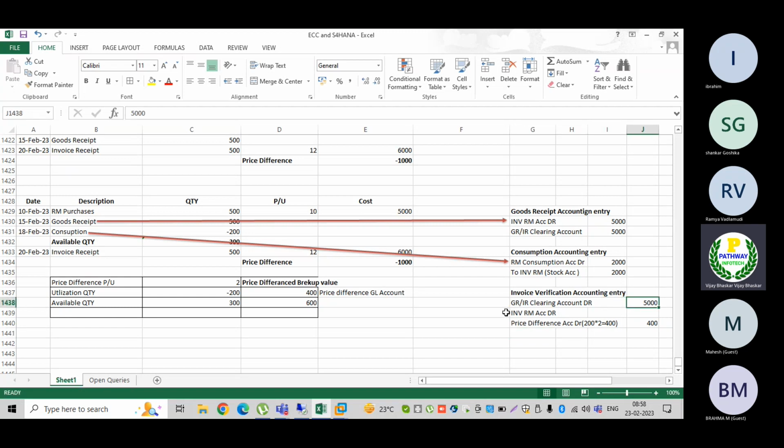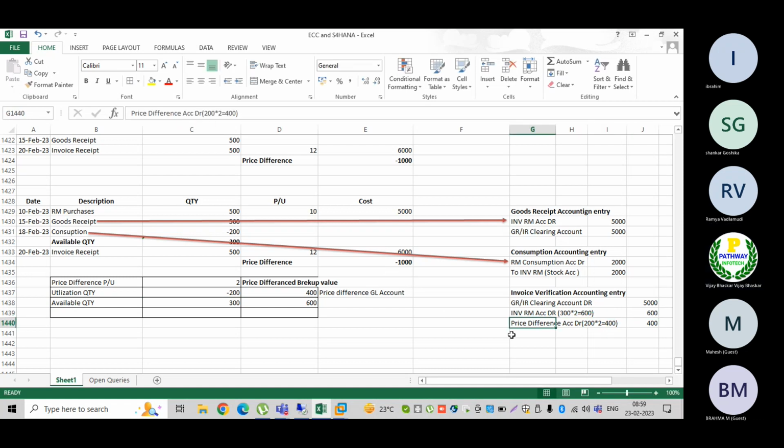Now I still have 300 kg of stock with me. I have not yet consumed this quantity. Once the utilization happens, I will transfer this amount to the price difference account. But until utilization, I would like to show this difference amount in the inventory account. Why do we need to show it in the inventory account? Because the quantity is still with us and not yet utilized. So 300 quantity into 2 rupees, the total would be 600 rupees, which I am showing here.